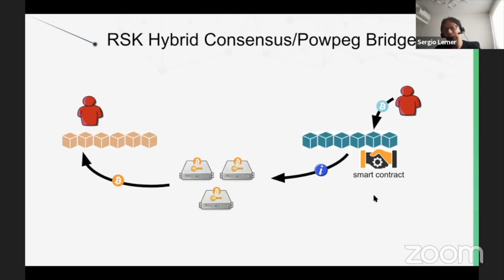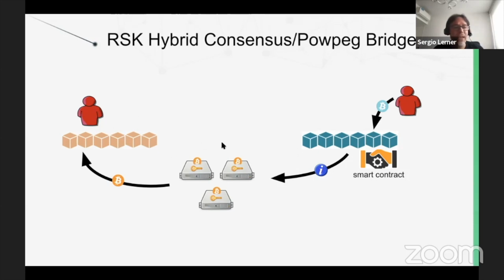The peg-out process is the opposite, but now it requires the involvement of the HSM devices. So you send RBTC to a smart contract on the Rootstock blockchain, and then these smart contracts, called the bridge smart contracts, will create a Bitcoin transaction and will send this Bitcoin transaction to the devices to sign. Once the majority of them sign, the transaction will be ready to be broadcast on the Bitcoin network, and you have your Bitcoins back on the Bitcoin network.